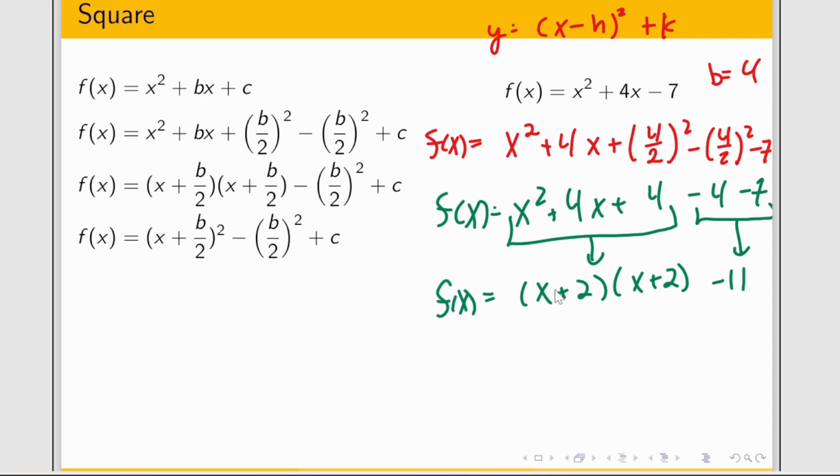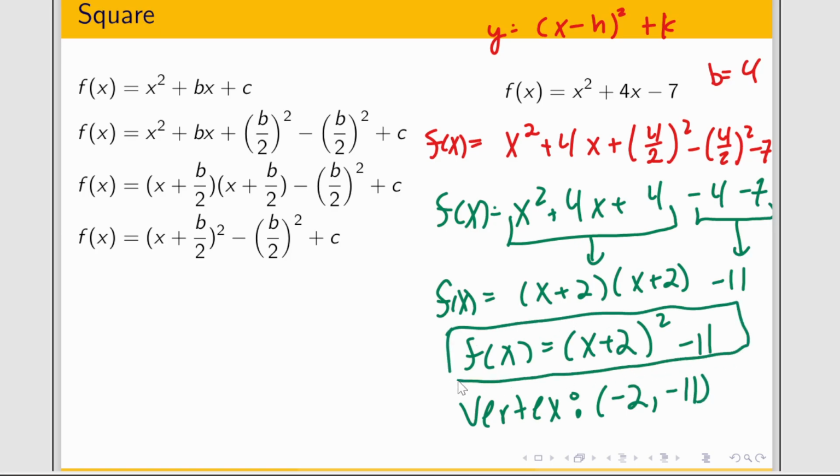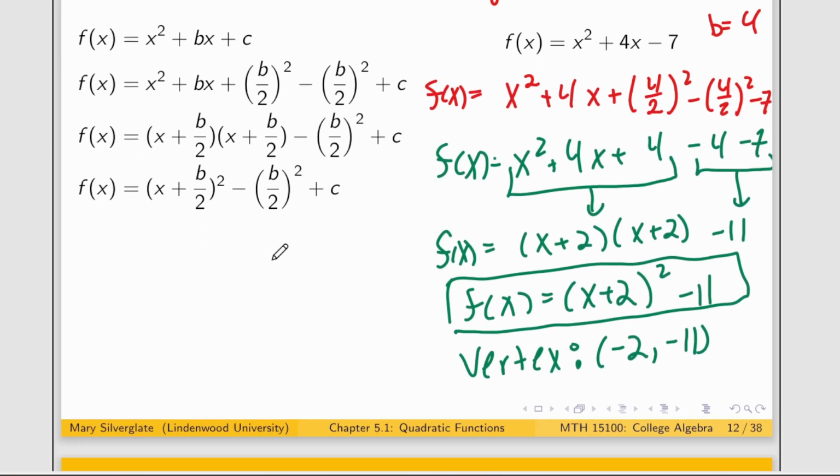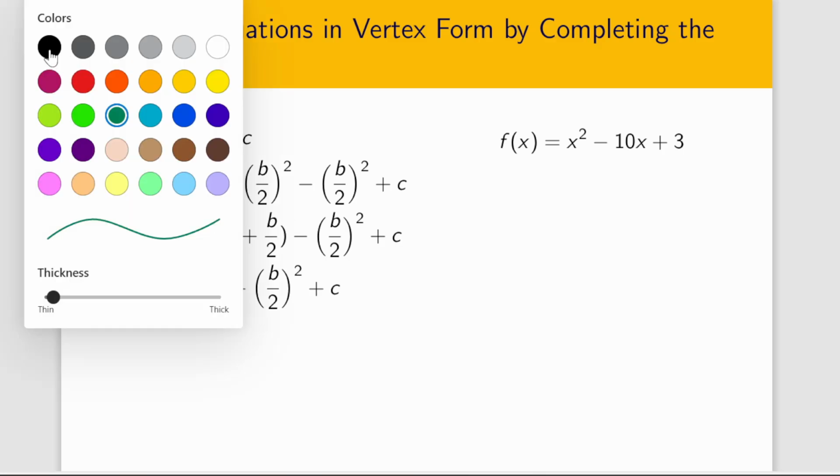Now I know that if I have x plus 2 times another x plus 2, a shorter way of writing that is x plus 2 all squared, and then I drop down the minus 11. So now I know that my vertex is at the point -2, -11, because I flip the sign on the left-right shift and I keep the sign on the up and down shift. Go ahead and pause your video and see if you can complete the square yourself for this example.